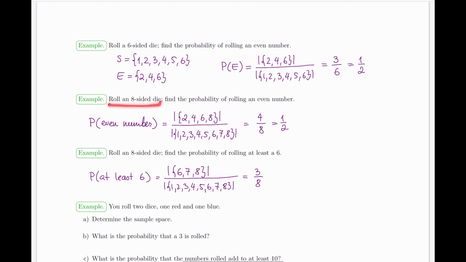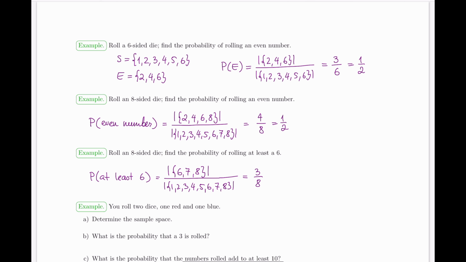Notice that once you have fixed your experiment, the denominator in this formula will not change because your sample space is attached to your experiment. So if your experiment is rolling an 8-sided die, you already know that your denominator will be 8 no matter what. Your desirable outcome will depend on your event and therefore will change from one example to the next.